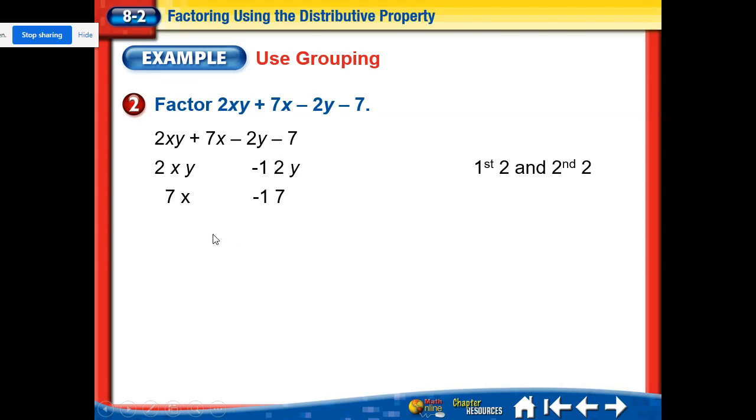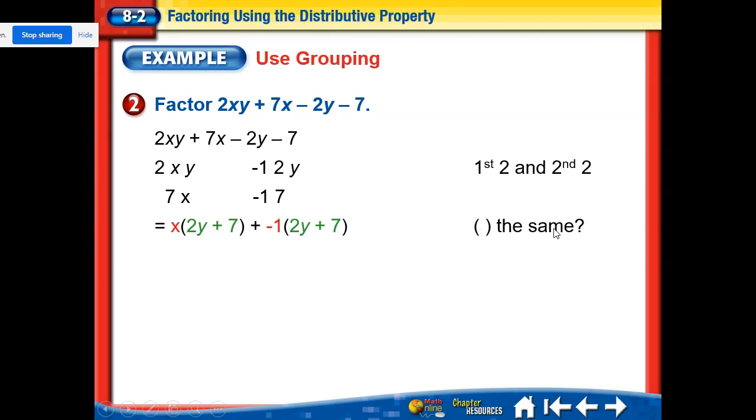All right, so we're looking for what's in common. So in the first 2 here, we have an x in common. So we're going to pull an x out, and we're going to write this just like what we did yesterday in terms of the distributing. And then over here, we're going to pull a negative 1 out and write what we have. So here we pulled that x out, and we're left with 2y and plus 7. Here we take the negative 1 out, and we're left with 2y and plus 7.